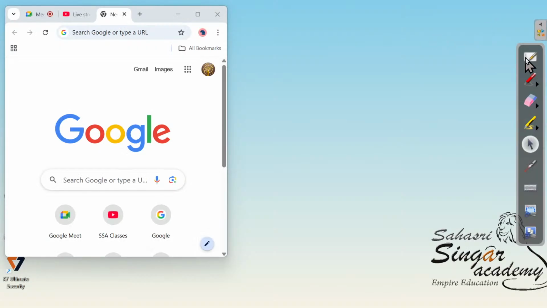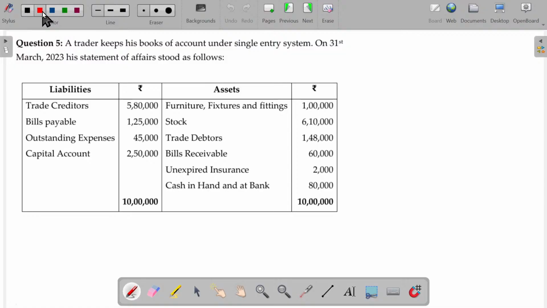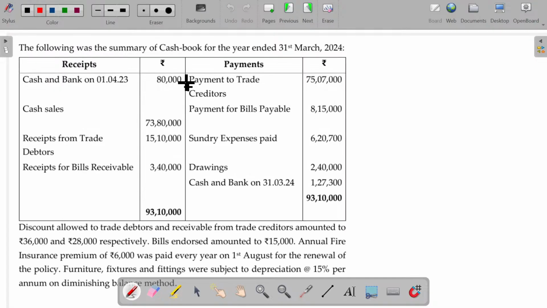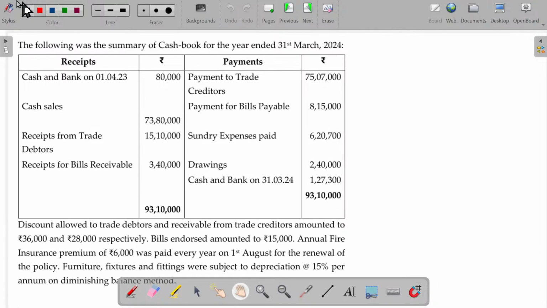Right, now let's start with question number 5. A trader keeps his book of accounts under single entry system on 31st March 2023, and his statement of affairs at the beginning is given, and we have been given cash book also. So we have been given opening statement as well as cash book.